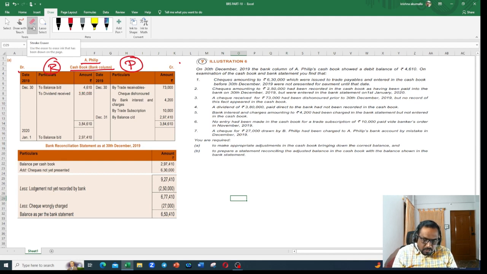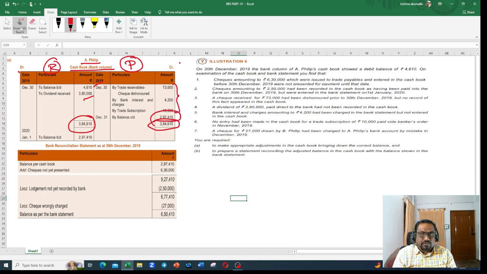So now you have the balance of 4,60,000, 4,610, 3,80,000 put together: 3,84,610. You put the same amount and subtract these amounts, then you get 2,97,400. Balance carried down, balance brought down. So this is the favorable balance. This is not an overdraft.